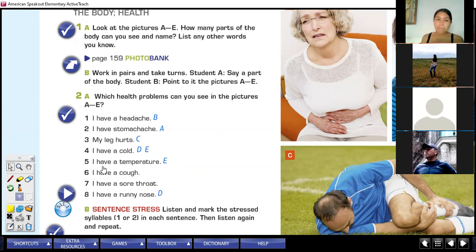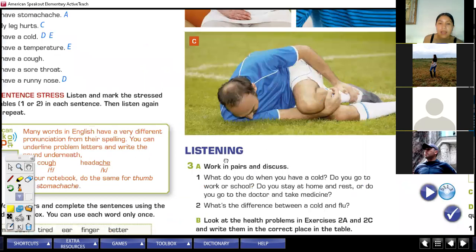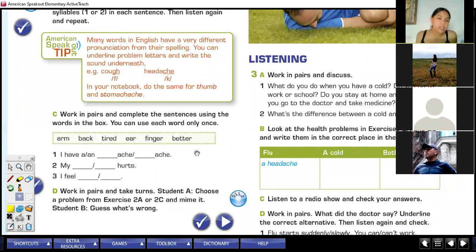Okay, let's continue then. Now it says here, complete the sentences using the words in the box. You can use each word only once. Okay, we are going to do this together. You don't have to write it down if you don't want. It's just for participation. Okay, let's participate.